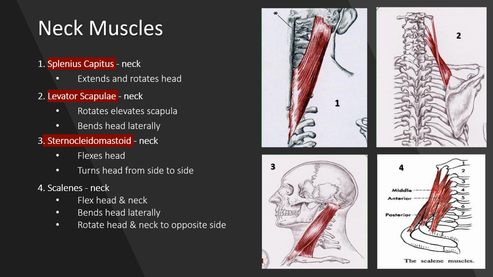So 4 muscles of the neck then: splenius capitis, which is on the back of the neck; levator scapula, which is sort of on the side and the back; sternocleidomastoid, which is on the front from the ear down to the sternum; and then the scalenes sit just behind the neck muscles. So do practice the names of these muscles and their movements to get an idea and familiarity of the neck muscles.